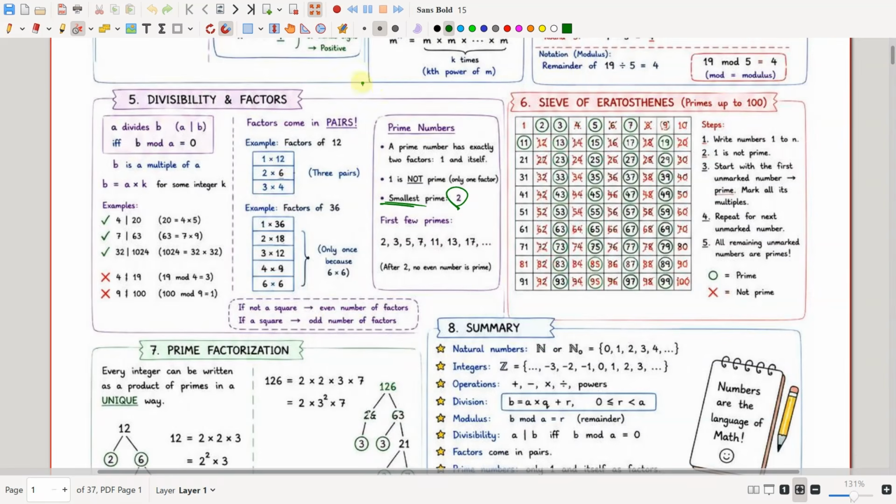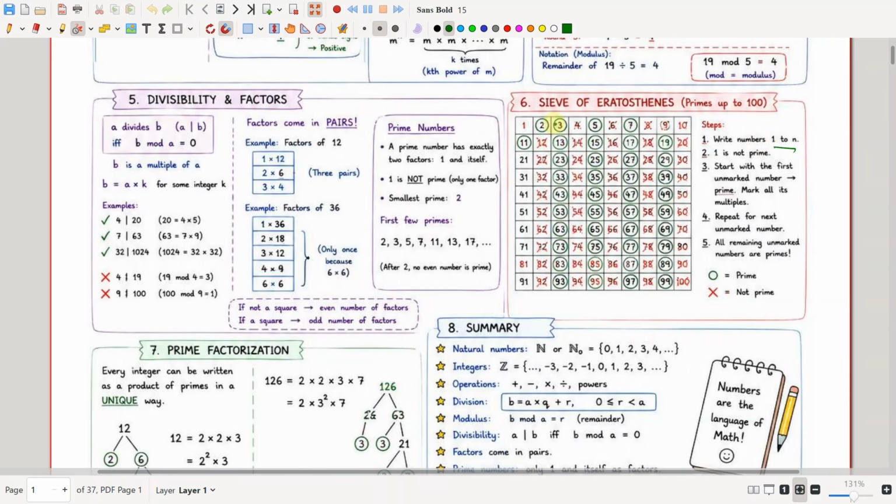So the smallest and the only even prime is 2. So the first few primes are 2, 3, 5, 7, 11, 13, 17. After 2, there is no even prime number. See, that's what I said. 2 is the only even prime number. And there is the sieve of Eratosthenes, a method to find the primes up to 100.